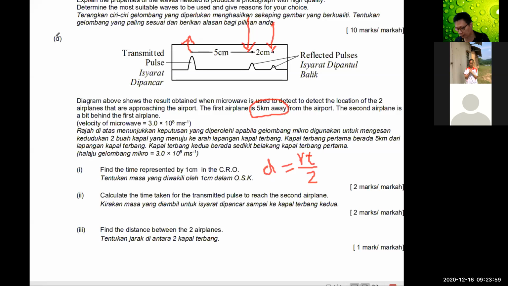Okay, I have the answer here. I don't know whether you all can see or not. Can you all see? Okay, never mind.